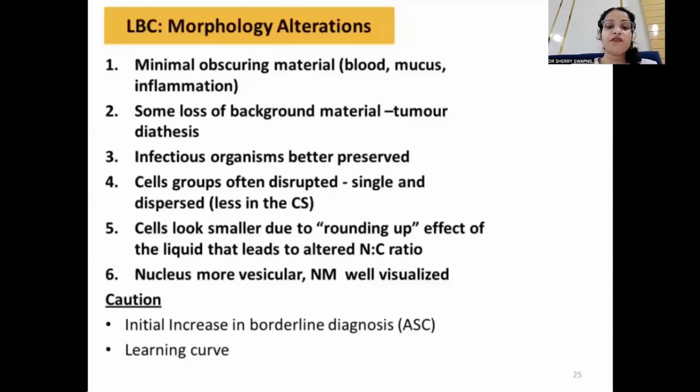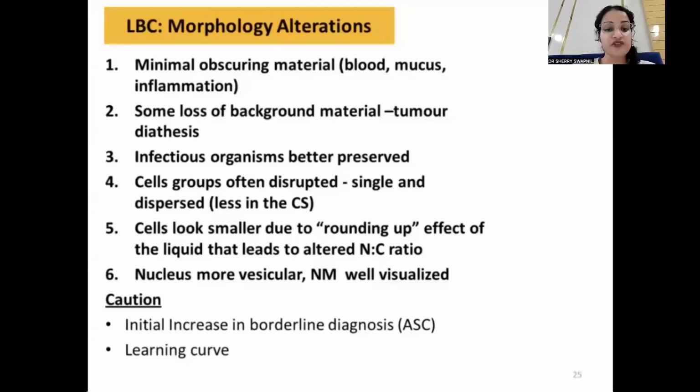So these are some morphological alterations that we can see in LBC. Generally, we are used to seeing conventional smear. So the morphological alterations should be known, just in case, to prevent any overdiagnosis. Minimal obscuring material, as I have earlier told you. In case of tumor, especially squamous cell carcinoma, we can see tumor diathesis, that is necrotic background, cells, neutrophils, mucus. All these features are not very clearly seen in LBC because it makes the background clear. So this is a little bit of a disadvantage of LBC, and we have to get our eye accustomed to the preparation.